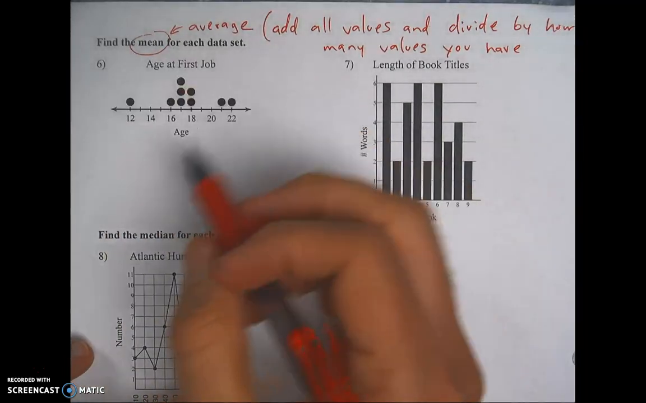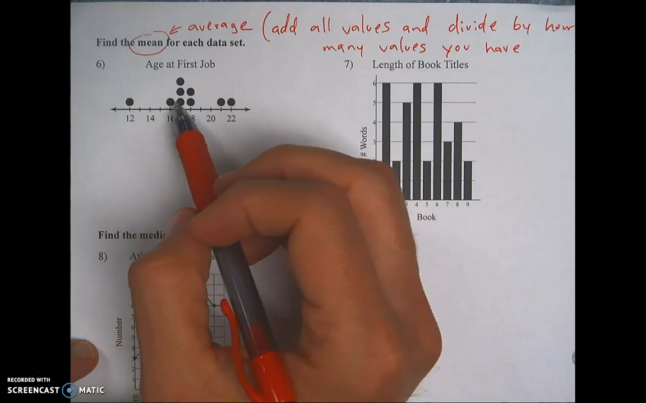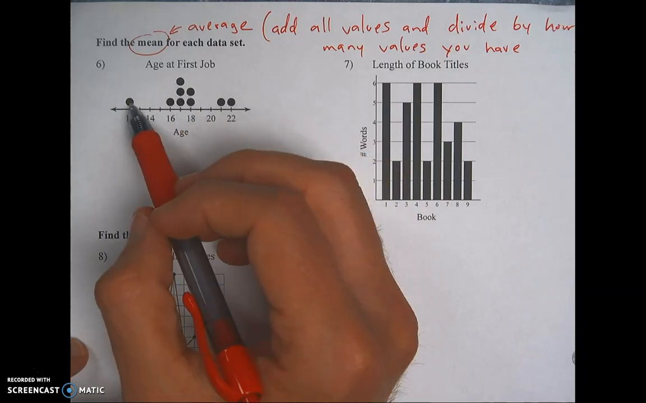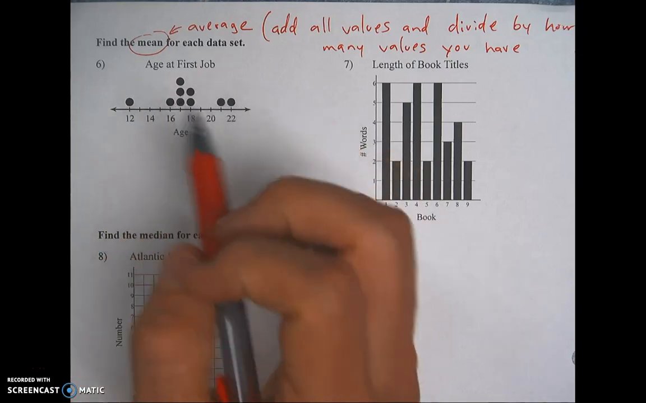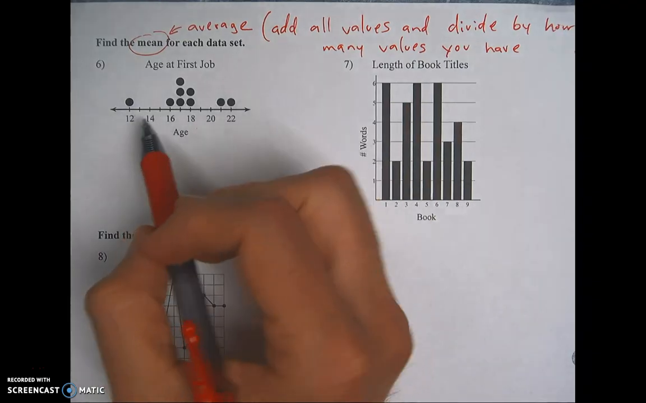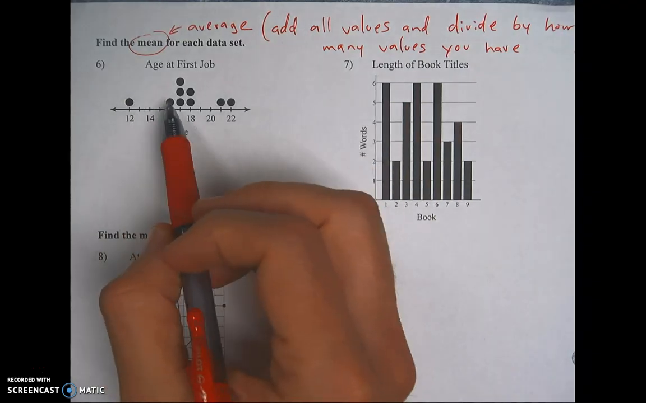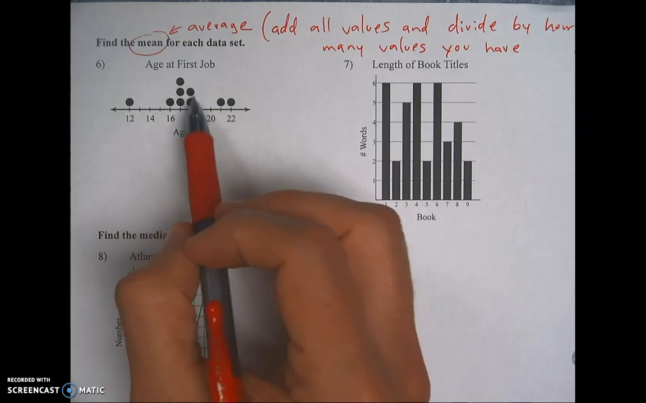So let's walk through this one. The first thing you want to do for all of these is actually write down your data. Okay, so we want to make sure we have all the numbers correct here. Order doesn't really matter too much on this because we're just going to add them all up and then divide by how many we have. So let's think ahead. Once we add up all of these numbers, and not just how many, 1, 2, 3, 4, 5, 6, 7, 8, 9.